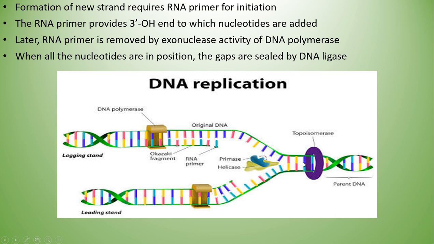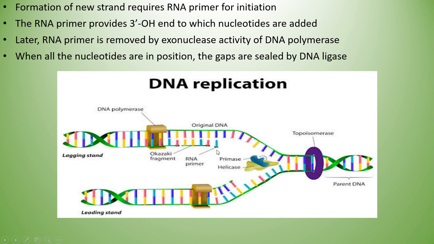And here I already mentioned topoisomerase. What is its function? It pulls apart both the parental strands. They are pulled apart with the help of topoisomerase. Topoisomerase is an enzyme. It pulls apart both the strands separately, and helicase is an enzyme which helps in unwinding or unzipping of the DNA double helical strand into two separate strands.